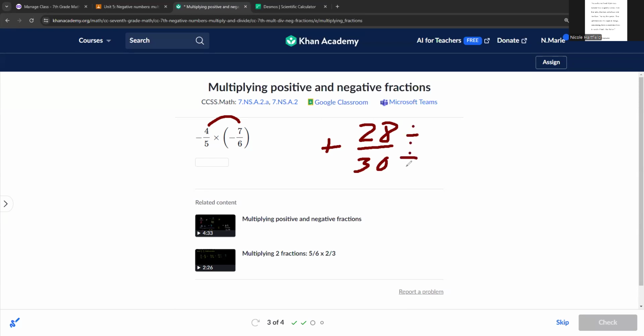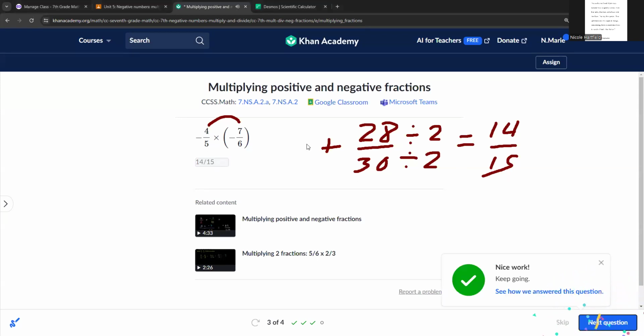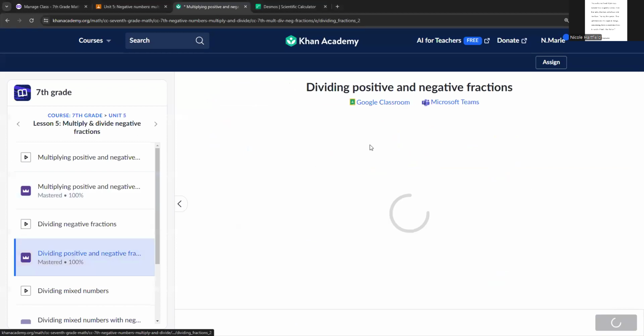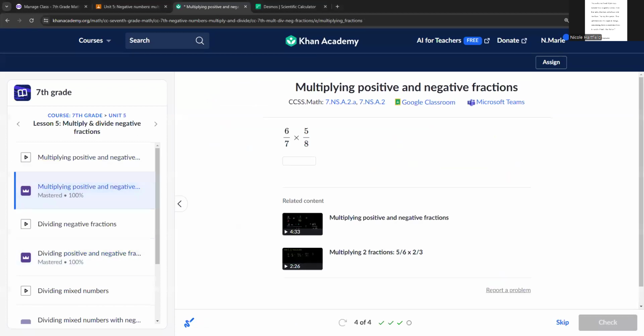Well, I know they both can be divided by 2, so let's just start there. This gets me 14, and this gets me 15. And yeah, that looks like that's the GCF because it cannot be simplified any further. Always simplify your fractions. You should already know fractions from 5th grade math. Simplifying, adding, subtracting, multiplying, dividing. Now you just have integers.